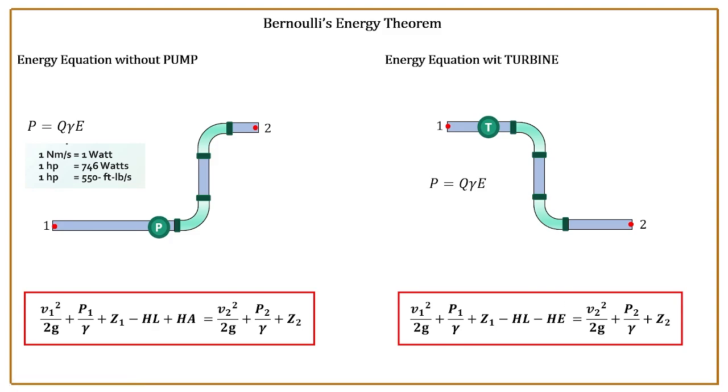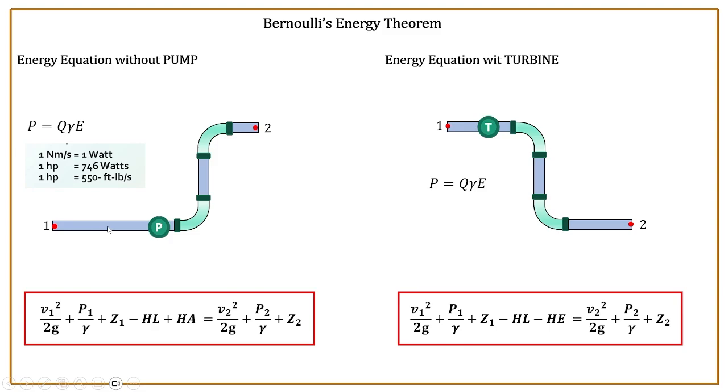For the formula ng ating power, so depende na lang kung ano yung gagamitin. So kung pump yan, itong energy natin, this will become head added. Dito naman yung energy dito kapag turbine ang ginamit, that is head extracted. So power is equal to Q gamma and then head extracted or head added.